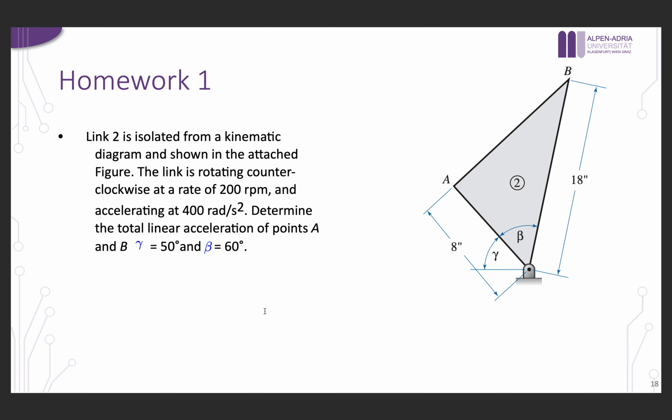Now this is your next homework. We have a very simple mechanism here. It's only one link, but it has two points, A and B. The link is rotating counterclockwise at a rate of 200 radian per minute. This is the angular velocity, and it is accelerating at 400 radian per square second. This is the angular acceleration. We need to determine the total linear acceleration of points A and B. Well, we know the first orientation of A and the first orientation of B.